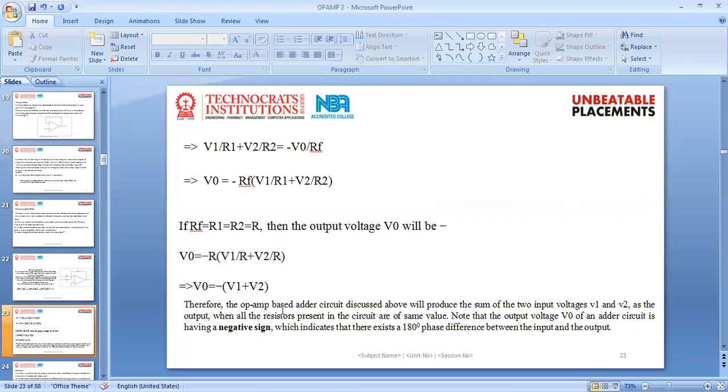Therefore, the op-amp based adder circuit discussed above will produce the sum of the two input voltages V1 and V2 as the output, when all the resistors present in the circuit are of the same value. Note that the output voltage V0 of an adder circuit has a negative sign, which indicates that there exists a 180-degree phase difference between the input and output. Note that.